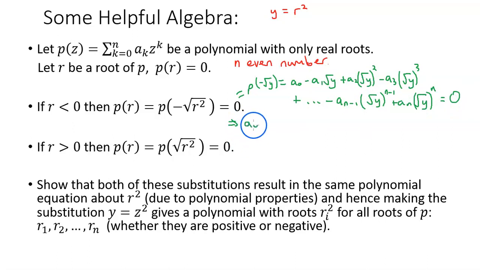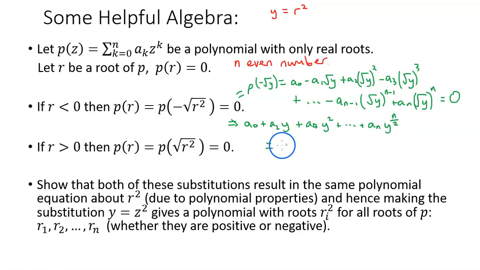And then from this point we can bring all the negatives to the other side of the equation. So that leaves us with a0 plus a2 square root of y squared, which would be just y, and then plus a4, and then we had square root of y to the power of 4, so that would be y squared, so on and so forth, all the way up to the last one, which would be a n, and then I guess it would be y to the power of n divided by 2.